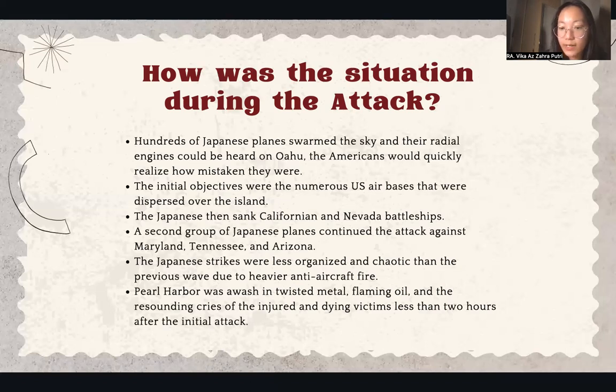As the second wave landed, tension rose at Pearl Harbor. Their next target was the USS Pennsylvania as well. The Japanese strikes were less organized and more chaotic than the previous wave due to the heavier anti-aircraft fire. After all things were taken into account, the outcomes of the second wave were only regarded as acceptable, and Pearl Harbor was awash in twisted metal, flaming oil, and the resounding cries of the injured and dying victims less than 2 hours after the initial attack.